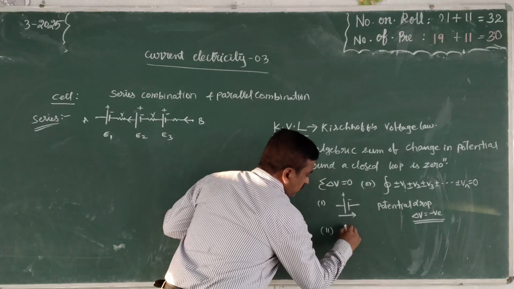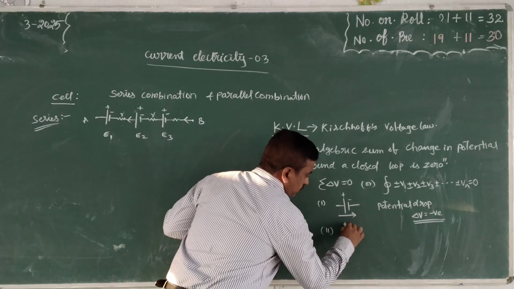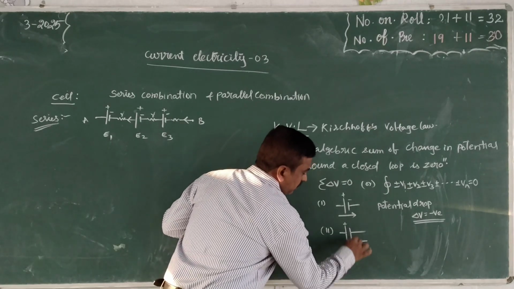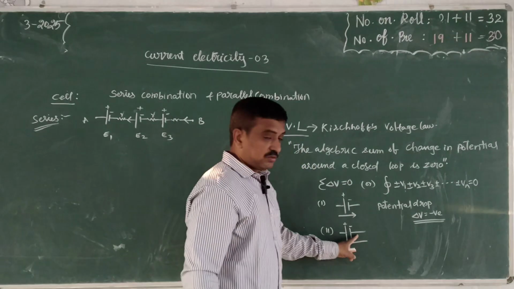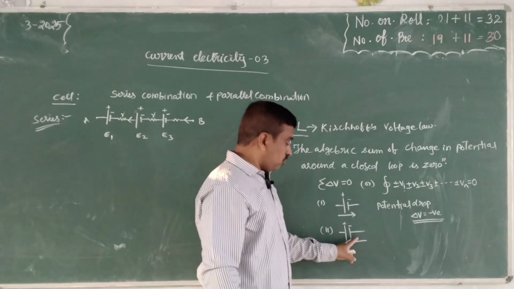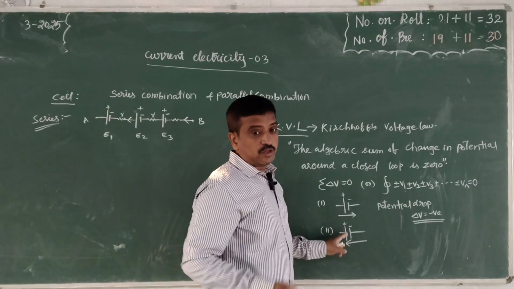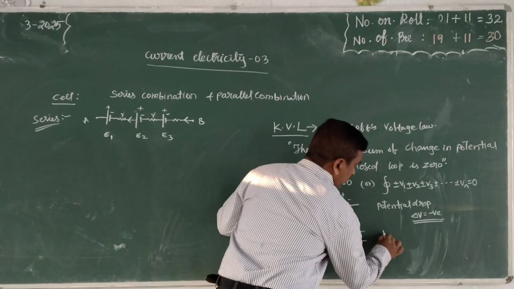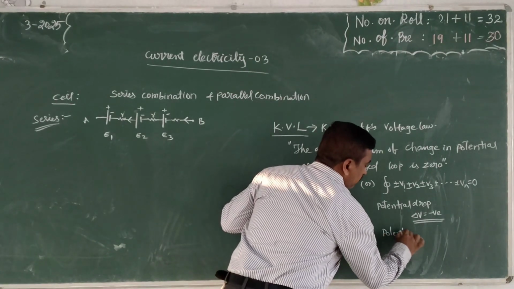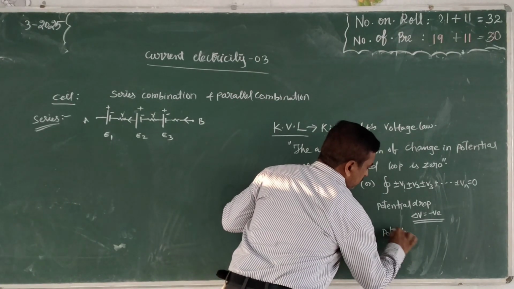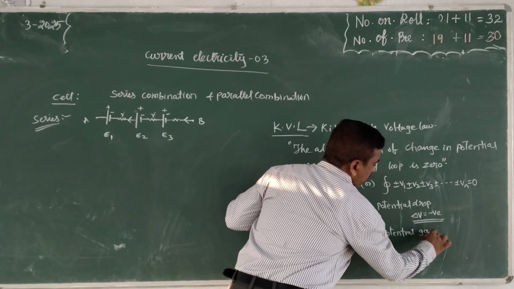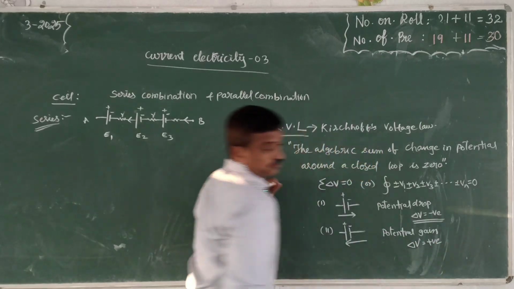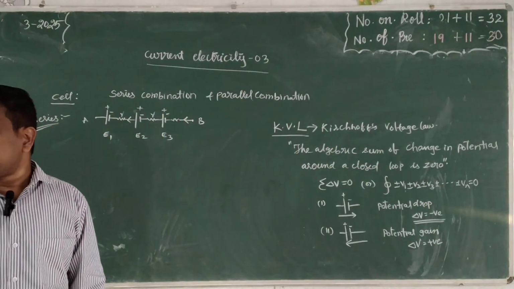See, for example, the second one. Here the direction of the loop first touches the negative terminal, negative to positive. Negative means lower potential, positive means higher potential. So the direction of the loop is from lower potential to higher potential. In that case, there is a potential gain, and we can represent it as delta V equal to plus, positive. Delta V equal to positive means the change in potential is positive.